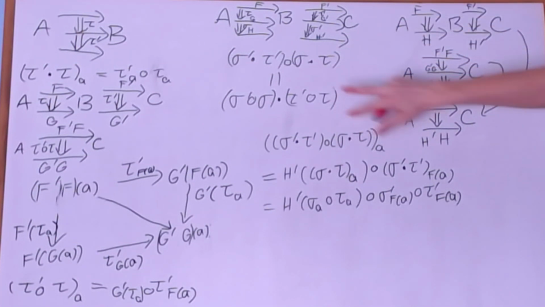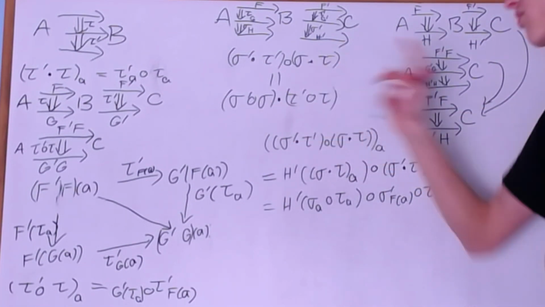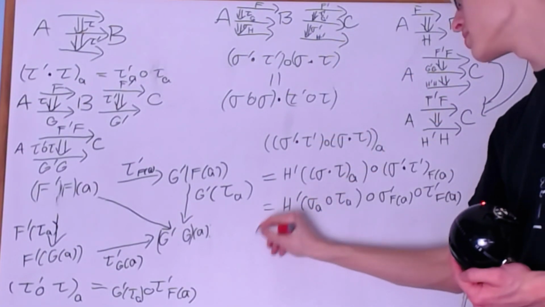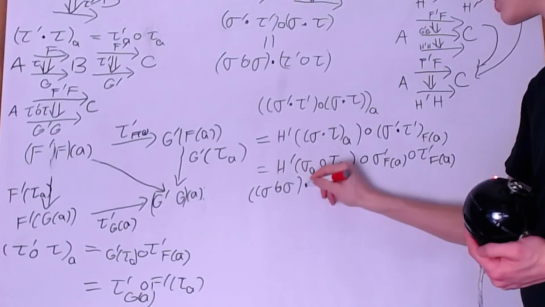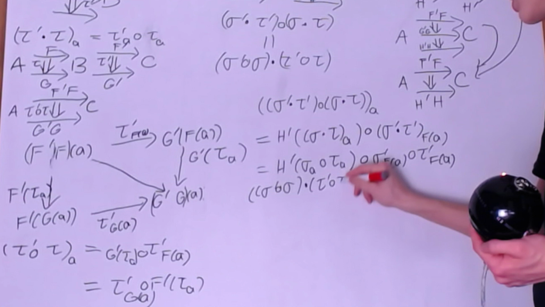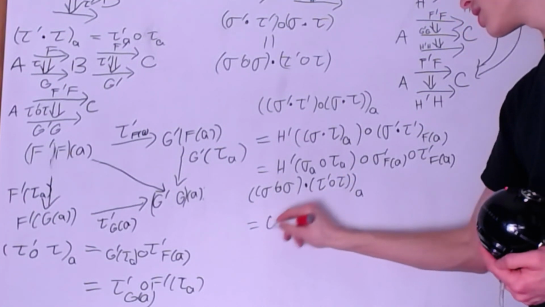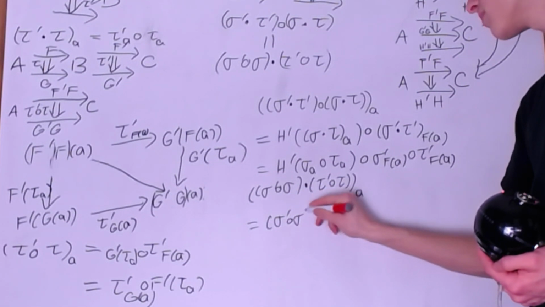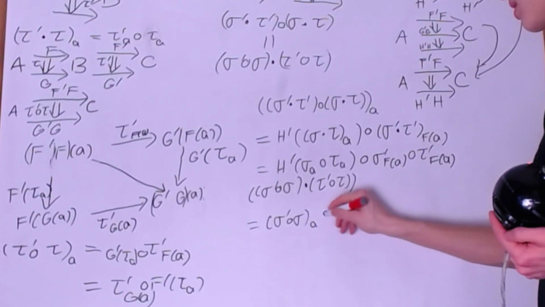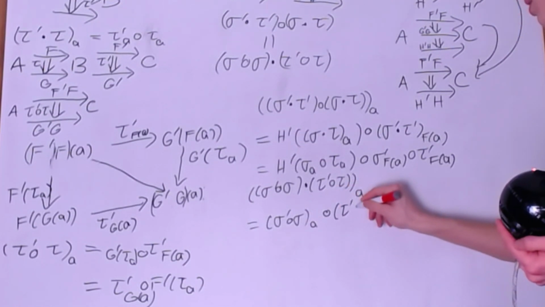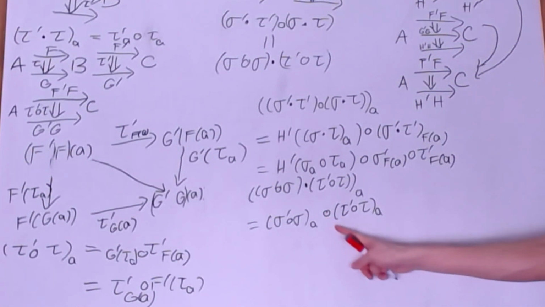Now looking at this one and this diagram, let's use the definition of vertical composition to find its first component. So first we have sigma prime composed sigma dot tau prime composed tau, and we do it at A. What do I get? Well, I get sigma prime composed sigma, and this is horizontal composition, at A, composed tau prime composed tau at A. This is morphism composition. Please note that.